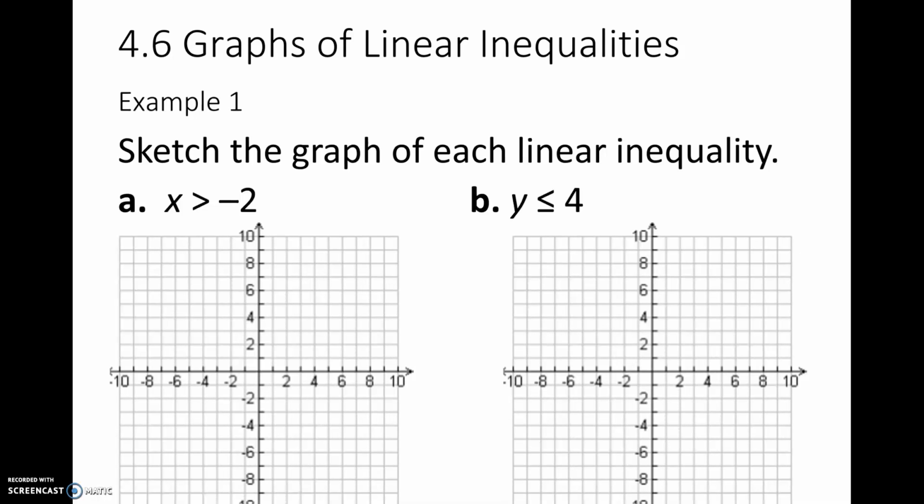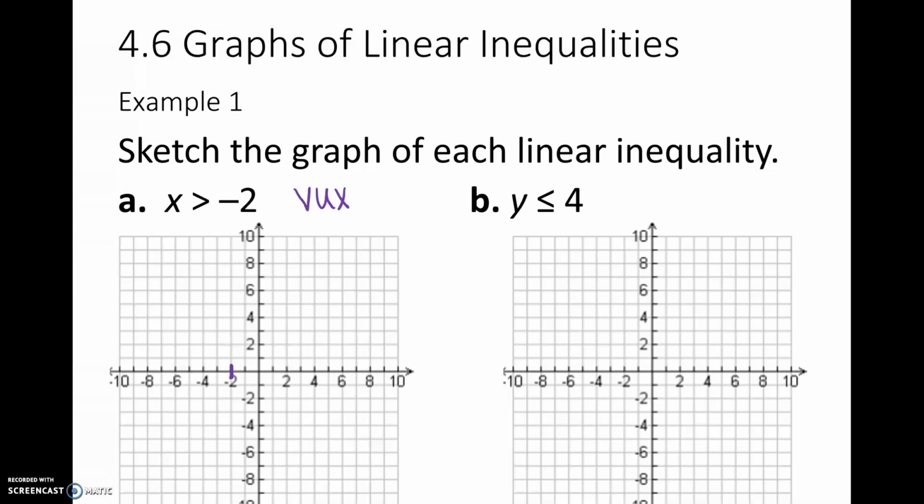In section 4.6, we are reviewing the graphs of linear inequalities. First, we'll start with horizontal and vertical lines. X, and with no Y, remember this is a VUX scenario. That's a vertical line. So we need a vertical line at -2. But before we just draw that in, we need to think about the symbol.